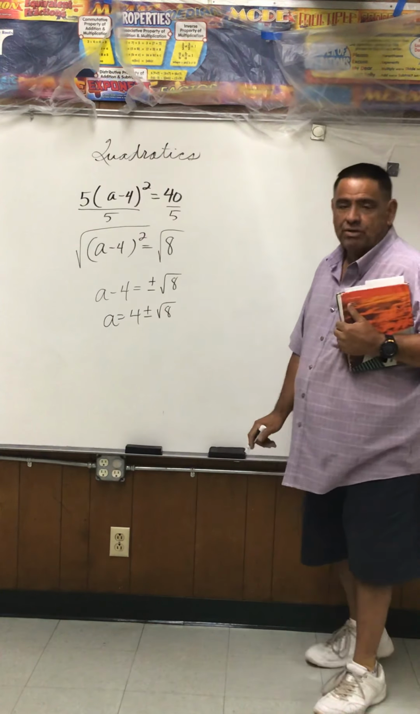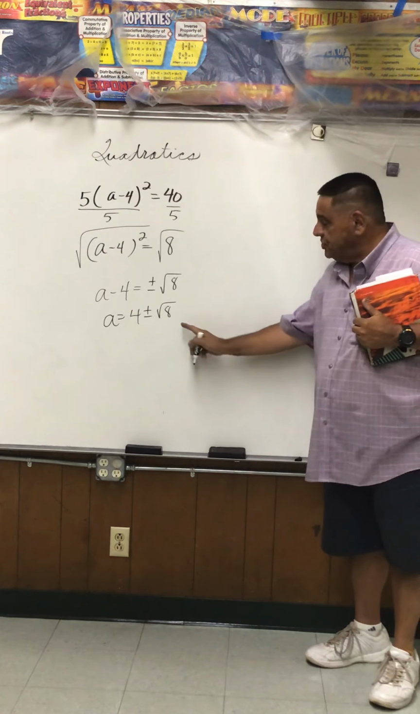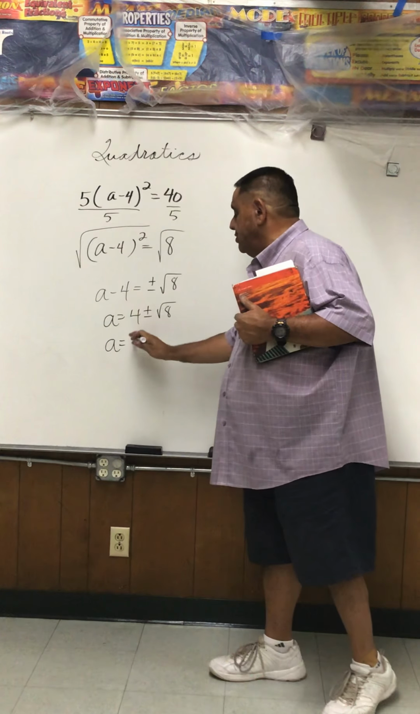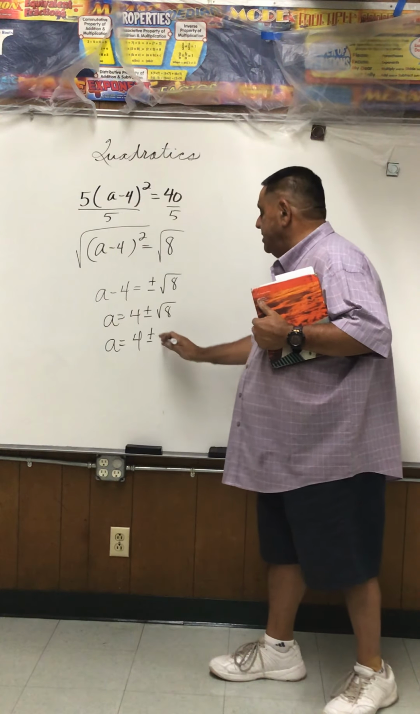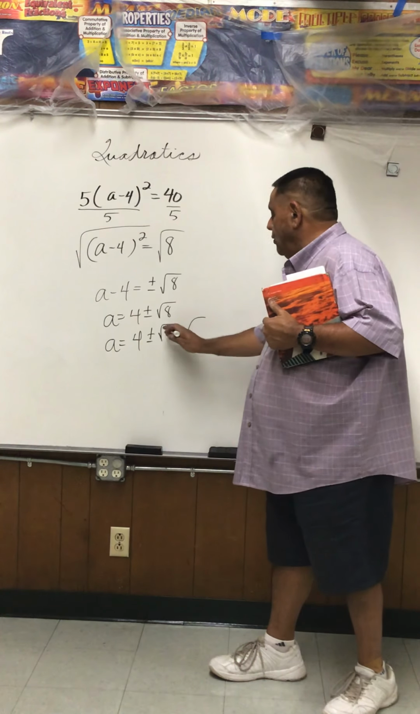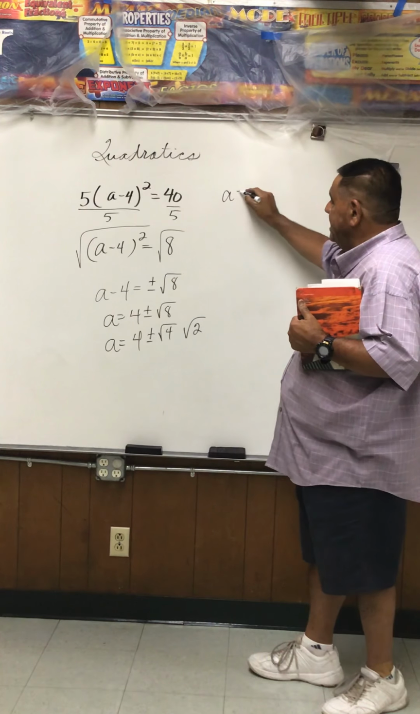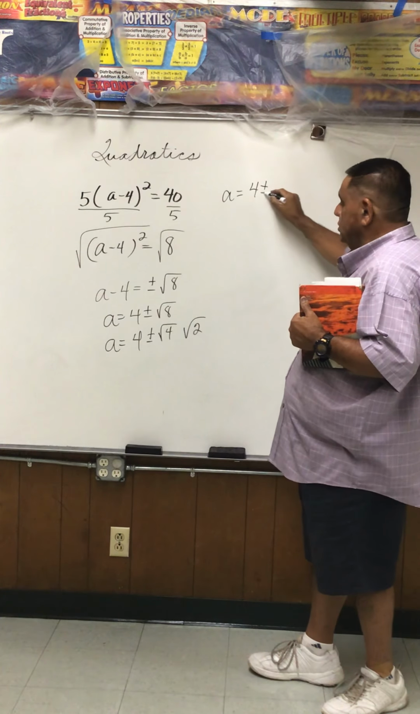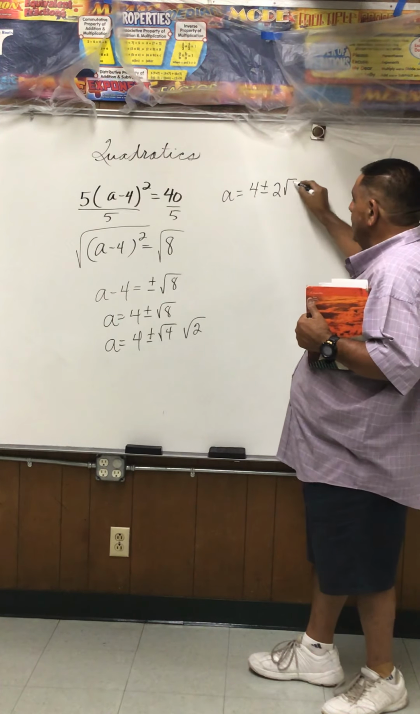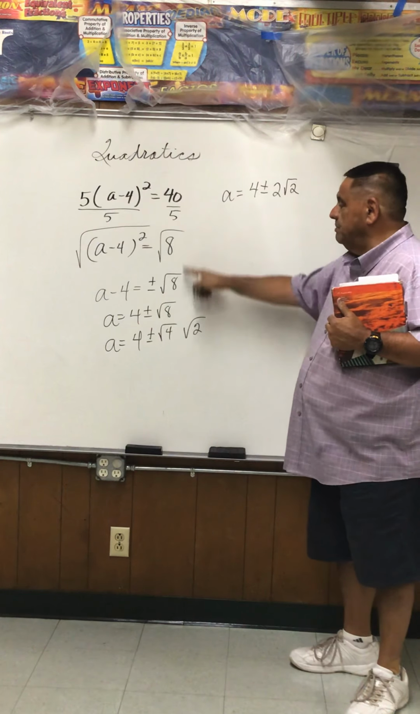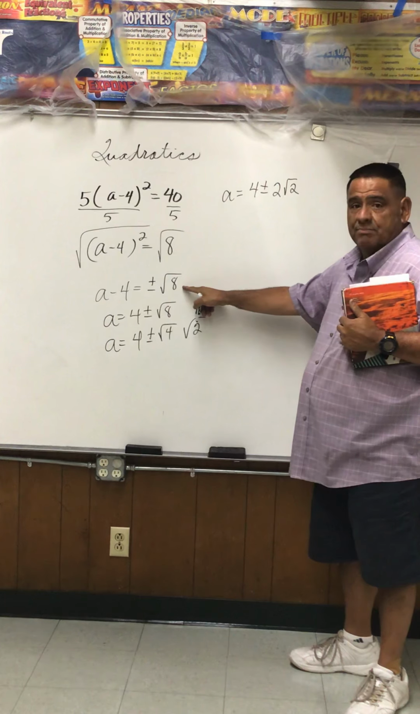We can't leave the square root of 8 that way. A lot of you are making that mistake on some of your homework. So we're going to rewrite this as a is equal to 4 plus or minus the square root of 4 and 2, which now becomes a is equal to 4 plus or minus 2 radical 2. Now we could have done this up here. We could have simplified it before, and that's fine if you do want to simplify it.